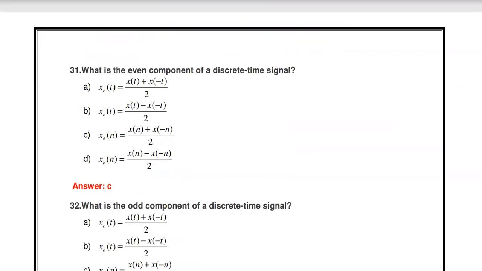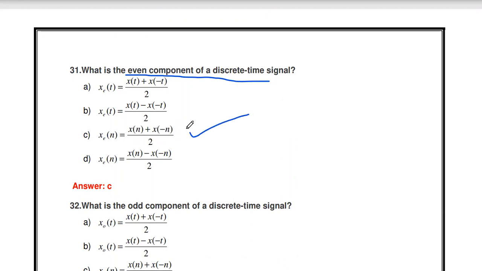Then the next one, what is the even component of discrete time signal? In a signal, each signal has some amount of even part and some amount of odd component part. So if we want to find the even component of a discrete time signal, the formula is x e of n is equal to x of n plus x of minus n divided by 2. Okay, this is the formula to find the even component of a discrete signal. The first two things are the formula for continuous time signal.